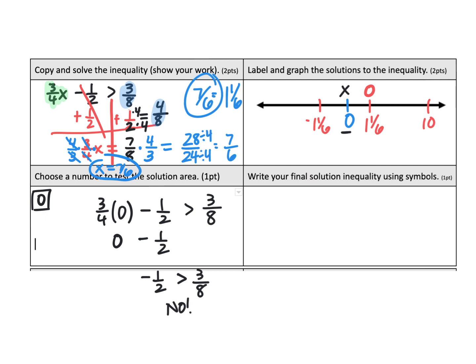So do not go towards the 0. I want to go the other way. So all my numbers bigger than 1 and 1/6 work. So I'm going to show x is bigger than 1 and 1/6. Or you could have written x is bigger than 7/6. That would be fine as well.